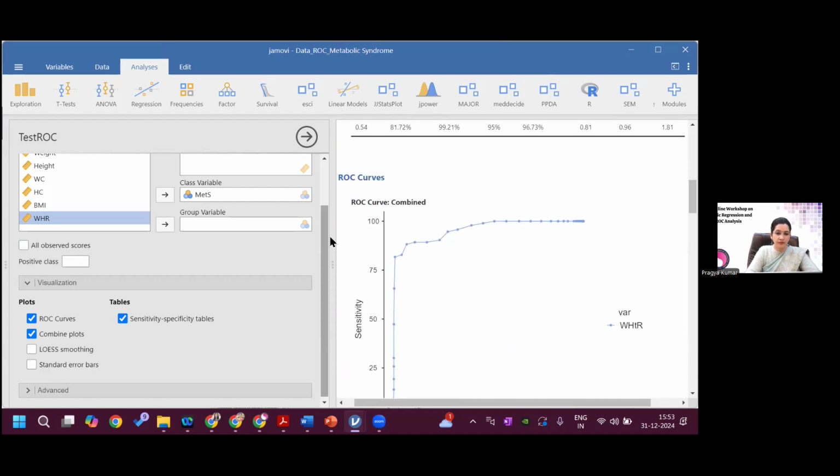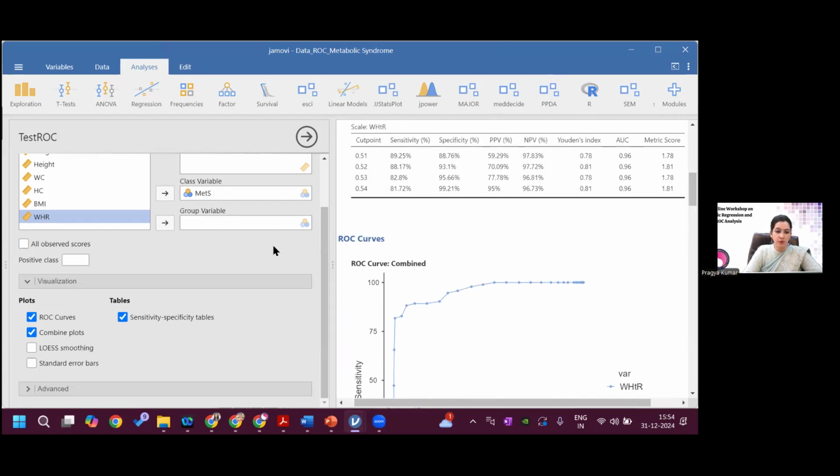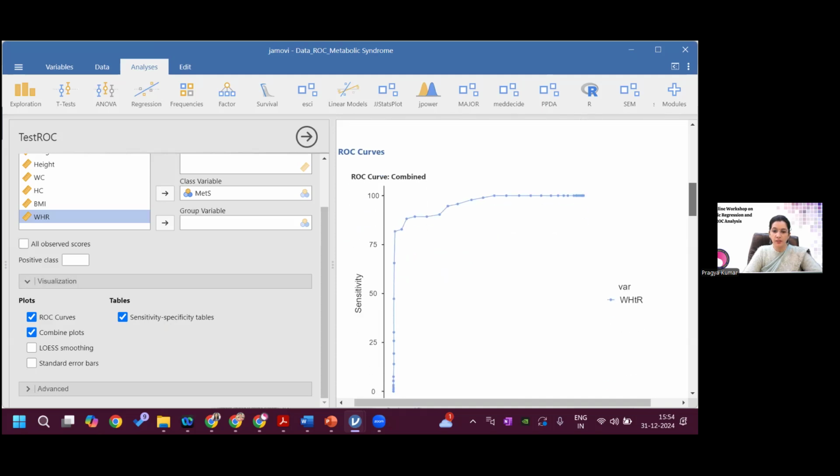Again, if you come down, this is for the basic one. Now, if you have to take out the 95% confidence interval, because you draw this sensitivity specificity table, so I took this 0.52.